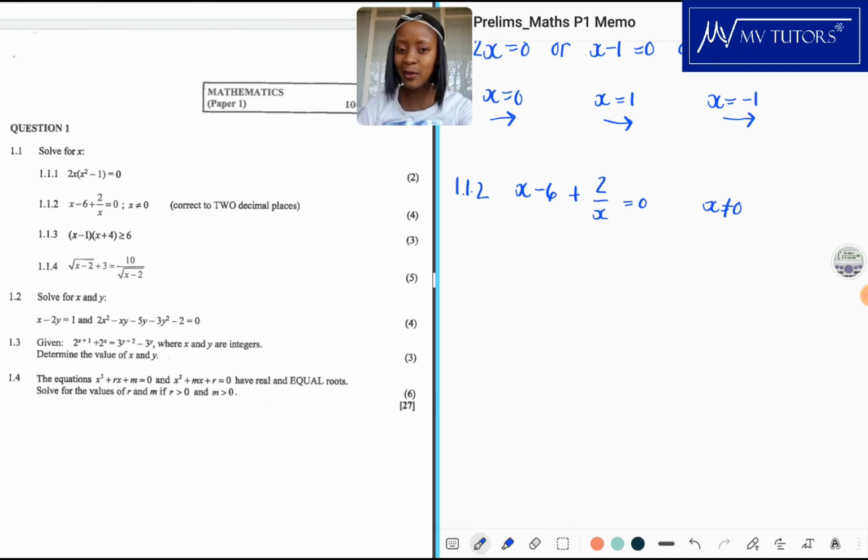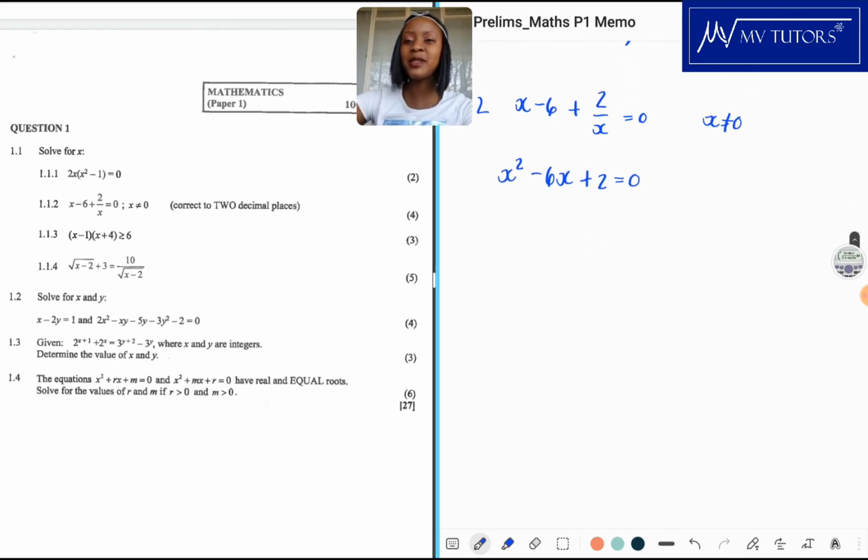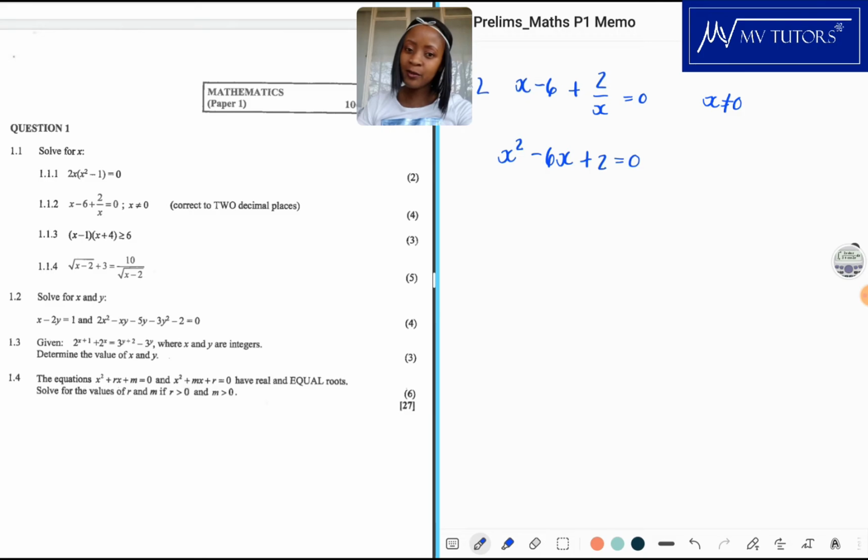We don't like working with fractions. We want everything in a straight line, so we're going to multiply everything by x. If I multiply by x throughout, I would have x squared minus 6x plus 2 is equal to 0 times x, which is 0. Now we have something we can work with. And because I know I'm going to be rounding off to 2 decimal places, I'll be using the quadratic formula.